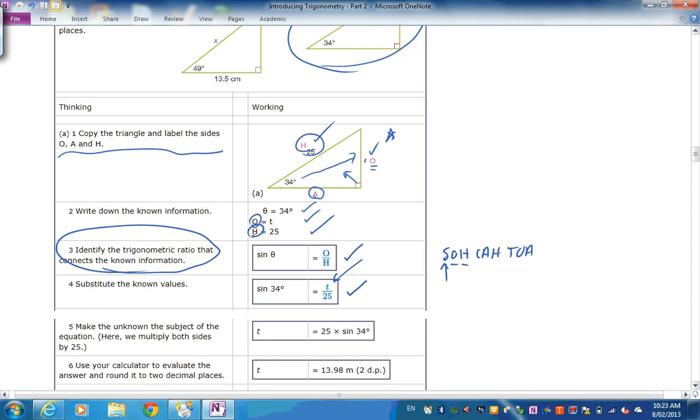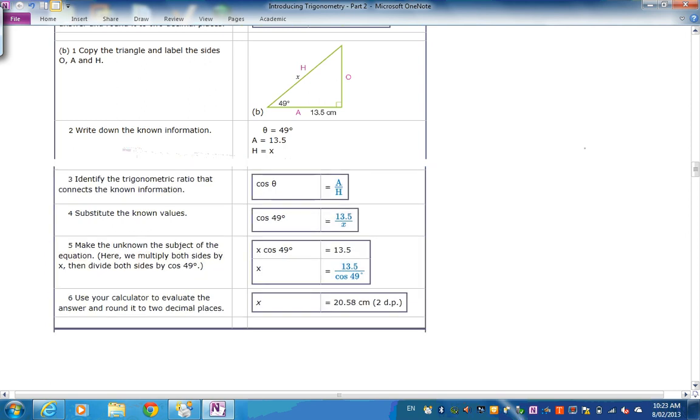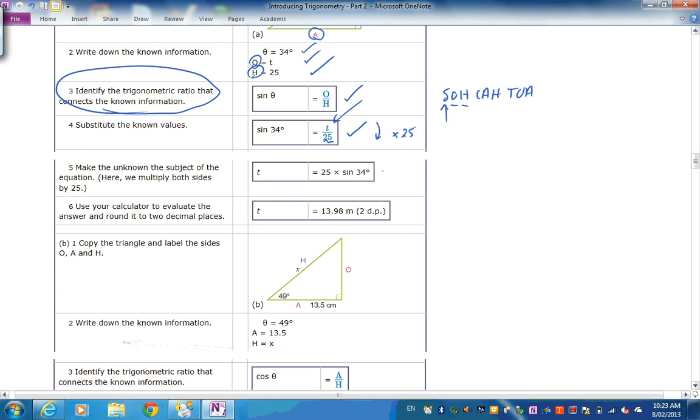Multiplying both sides by 25, let's remember our algebra. T has been divided by 25. To get T back again, you multiply by 25. So here what we've got is that T is 25 times the sine of 34, then we can go to the calculator and put in the sine of 34, which gives 13.98. This is magic because what we've got now is the ability to find a missing side in a triangle.